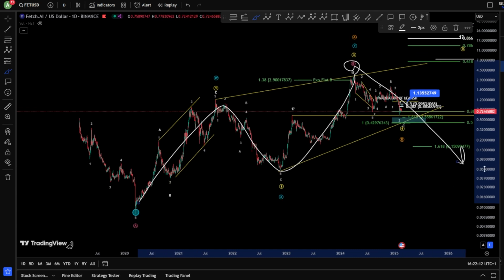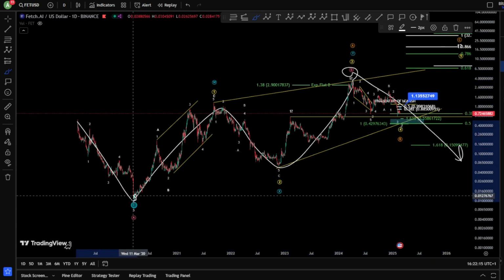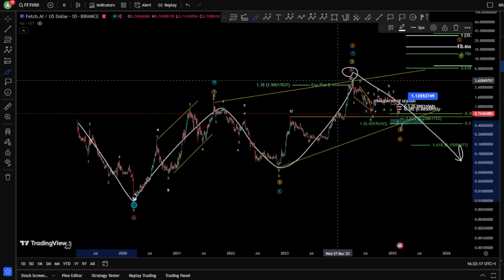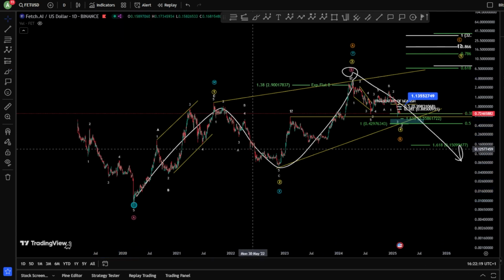And that is because we already left one leg here, as an A, B, and a C, so for your bearish scenario.